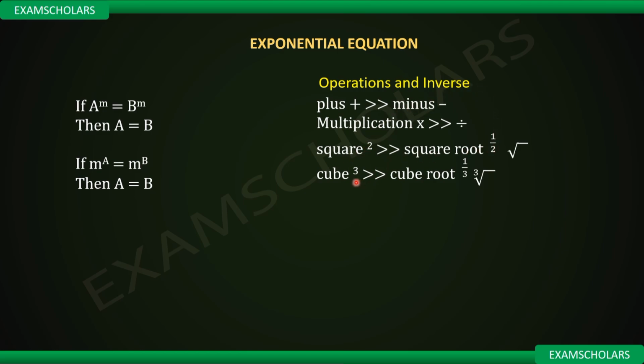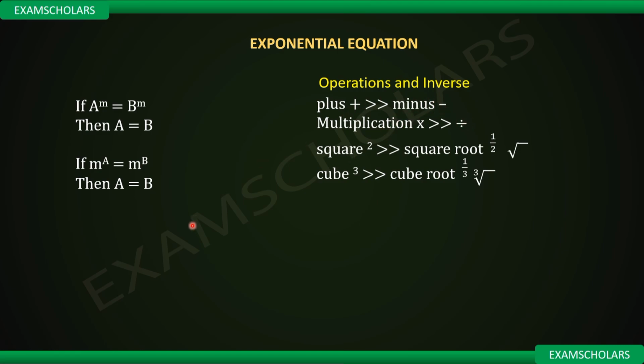When you have cube at one side, and you want that cube to move to the other side, it becomes what? Cube root. The same thing is applicable to cube root. When you want it to cross to the other side, it becomes what? Cube. Square root crossing to the other side becomes square. Division becomes multiplication. Minus becomes plus.